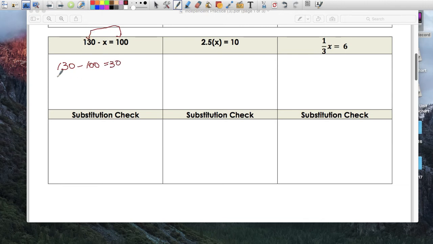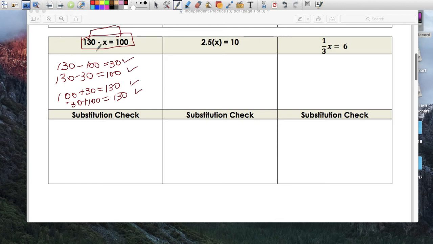Now I can write another relationship. 130 minus 30 equals 100. What else can I write as a relationship? I can write 100 plus 30 equals 130. And I can write, obviously, 30 plus 100, which is 130. So out of this, look how many facts I created. 1, 2, 3, 4. And the one that matches this particular equation is this one right here.